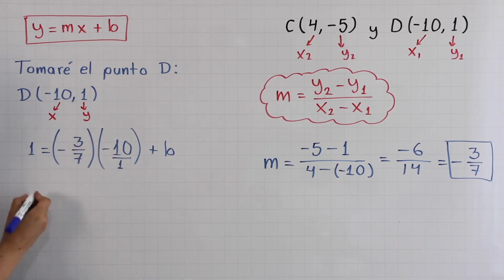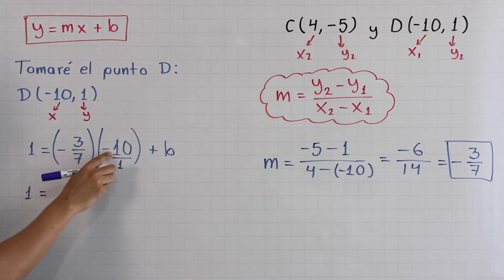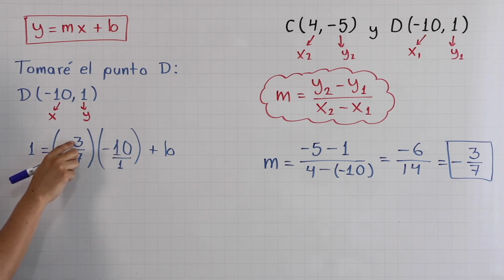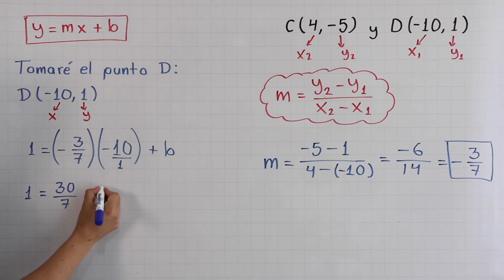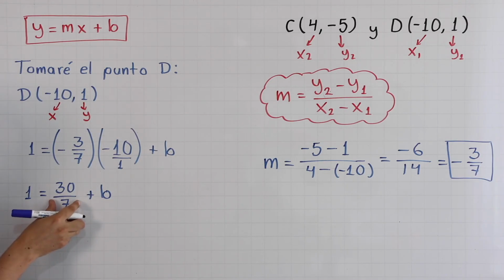And let's work with these fractions first. So I have that 1 equals minus times. Minus is plus. Then we have 3 times 10, which is 30. This goes in the numerator over 7 times 1, which is 7. This goes in the denominator, and over here we have plus b. Don't forget that.